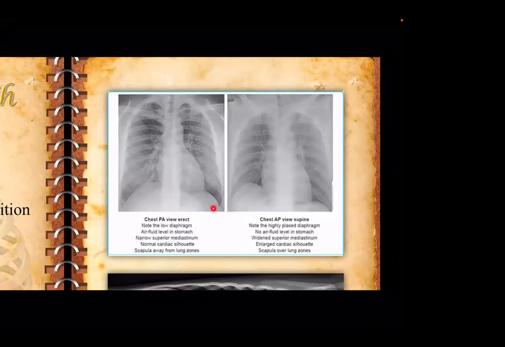In the chest PA view: low diaphragm, air fluid level in the stomach, narrow superior mediastinum, normal cardiac silhouette, scapula away from lung zone. In the chest AP view supine: highly placed diaphragm, no air fluid level in the stomach, wide superior mediastinum, and large cardiac silhouette, scapula over lung zones.